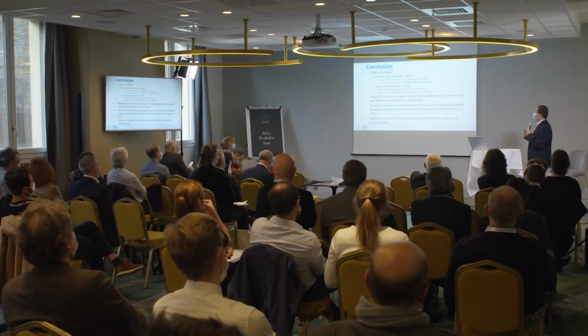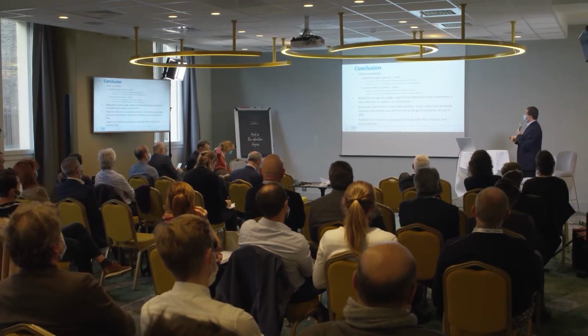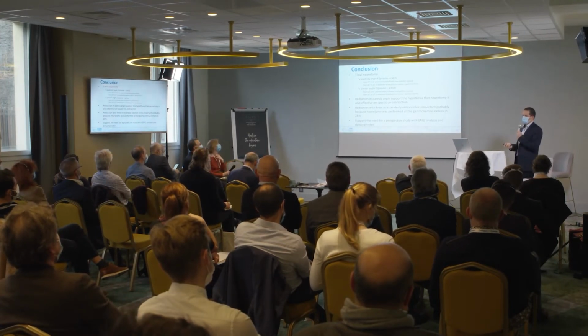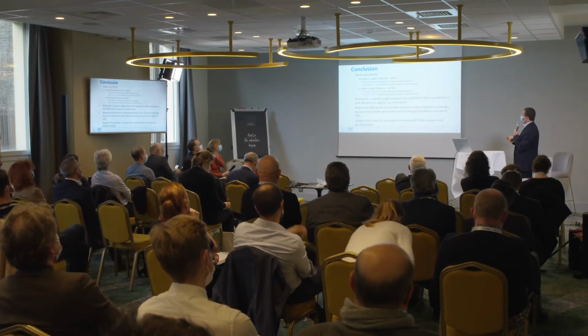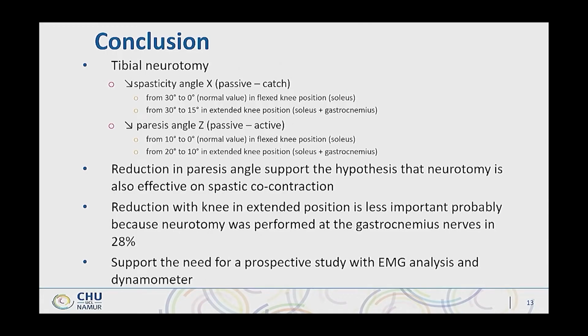So as a conclusion, with this retrospective study, including patients with active movement before the intervention, we demonstrated a decrease in spasticity angle, which confirmed what has been previously demonstrated with Ashworth scale, from 30 to 0 degrees in flexed position, and from 30 to 15 in extended position, but we operate fewer gastrocnemius nerves. And the most interesting in our opinion was that the paresis angle was also decreased from 10 to 0, normal value in flexed position, and from 20 to 10 degrees in extended position.